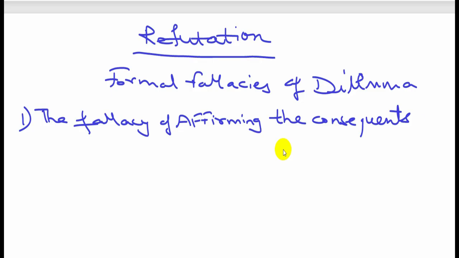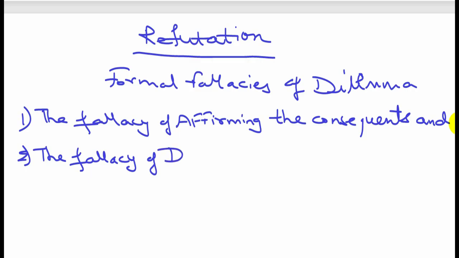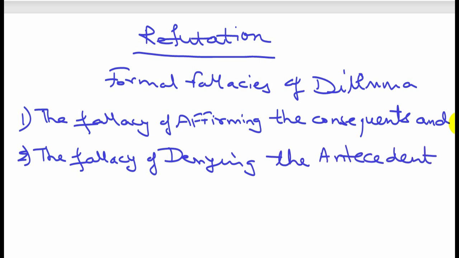And then we have the second, the fallacy of denying the antecedent. So this is modus tollens, but when the fallacy of modus tollens happens, then the fallacy of denying the antecedent happens.